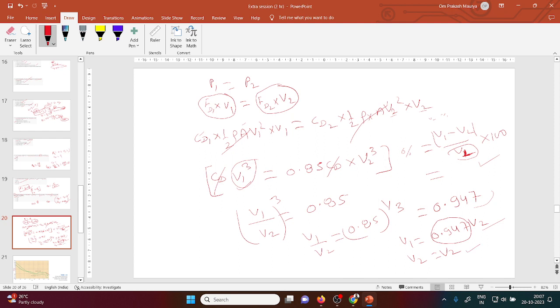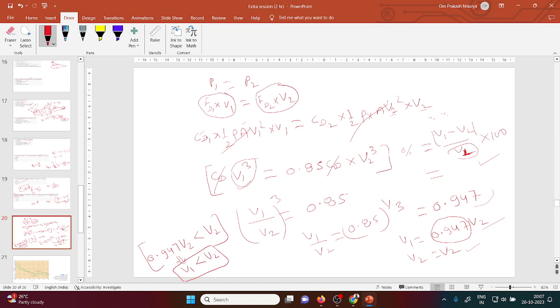Are you visualizing or not? Yes. Your V1 was 0.947 of V2. So you know V2 is already more. 0.947 V2 is less than V2, correct or not? And this value is V1. So V1 is less than V2. So as you decrease your drag coefficient, your velocity increases. That's why in the question the percentage increase in the velocity is 5 point something, I think 5.3%.